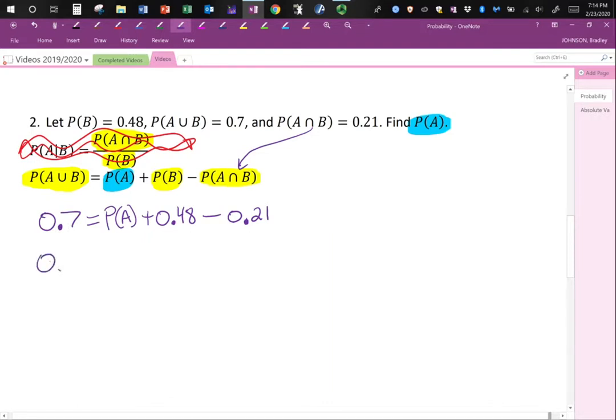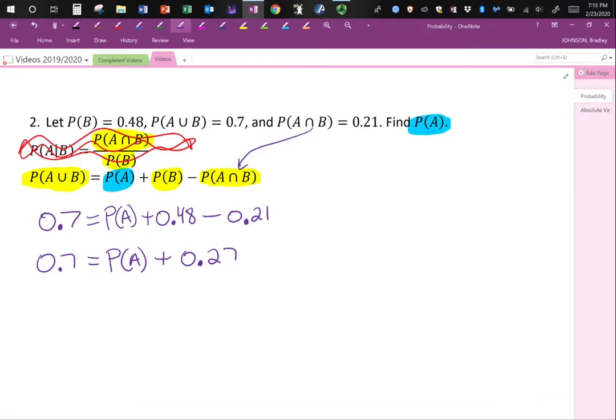Now, let's just think about what we know. Well, with order of operations, we don't have any parentheses or exponents, anything like that. So let's just deal with our addition and subtraction. Well, 0.48 and 0.21 could go together. So I'll just write probability of A. 0.48 minus 0.21 is positive 0.27.